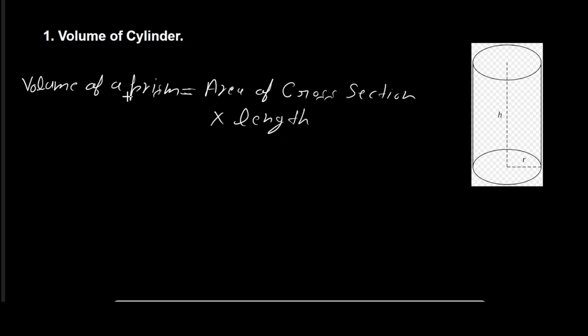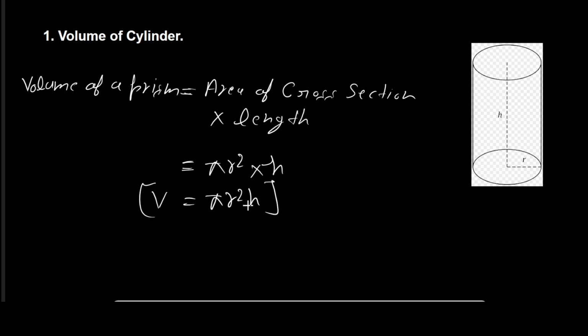So the volume of a cylinder. We can say that the cylinder is a prism. So the volume of a prism is the area of cross section times length. The area of cross section in the cylinder is pi r square times length. If we talk about the cylinder, the length is the height of the cylinder, which is h. So we can easily rewrite it like this: pi r square h. So the volume of the cylinder is pi r square h.